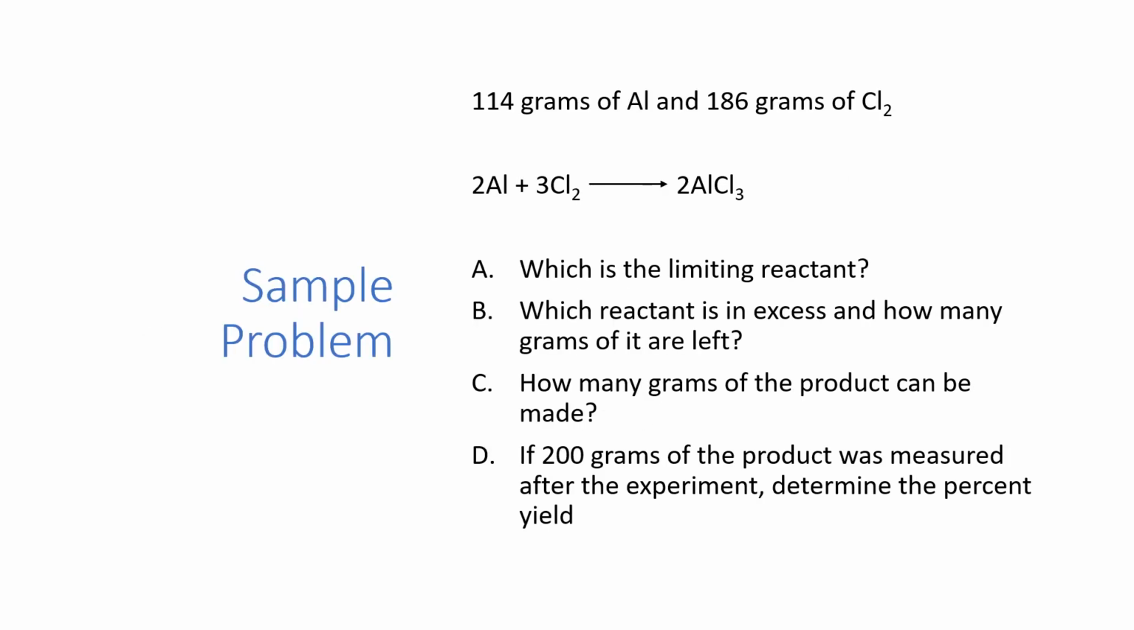Okay? Now here is your sample problem. 114 grams of aluminum and 186 grams of fluorine ang given sa atin. And your questions are, letter A, what is the limiting reactant? Letter B, which reactant is in excess and how many grams of it are left? Letter C, how many grams of the product can be made? And letter D, if 200 grams of the product was measured after the experiment, determine the percent yield.